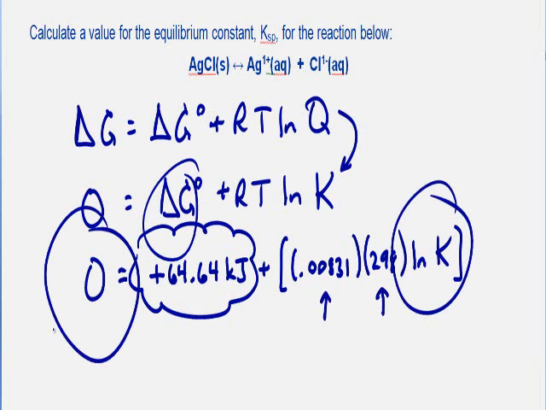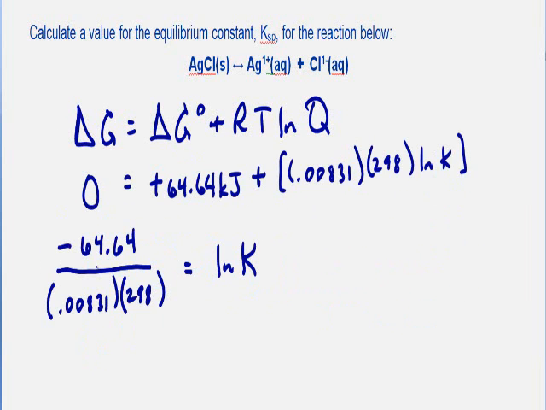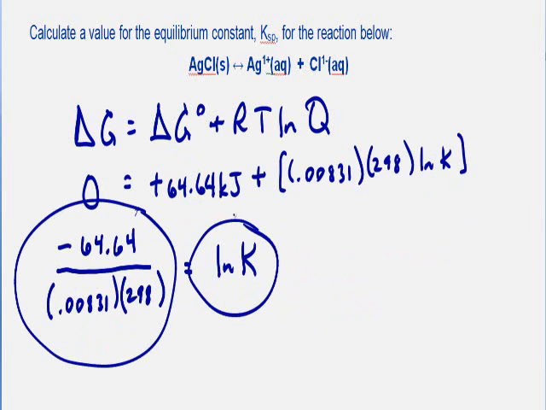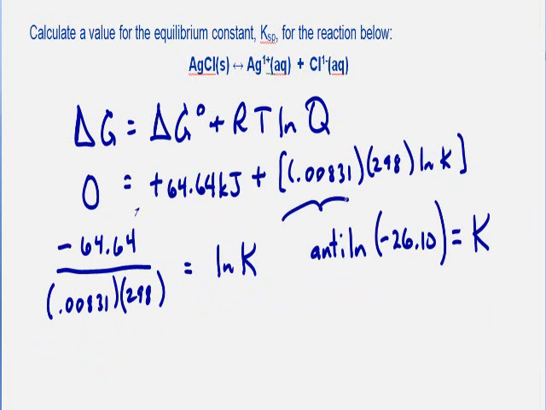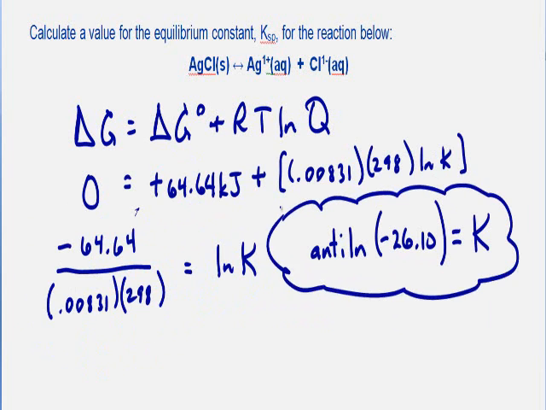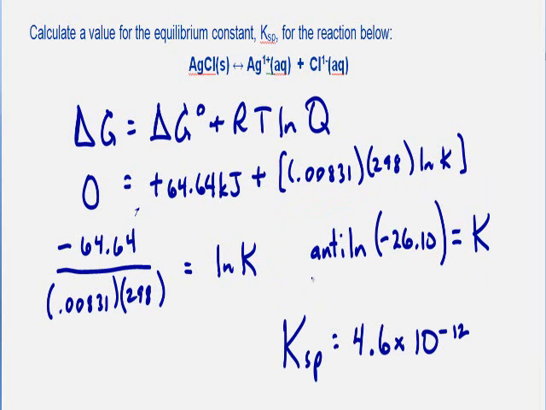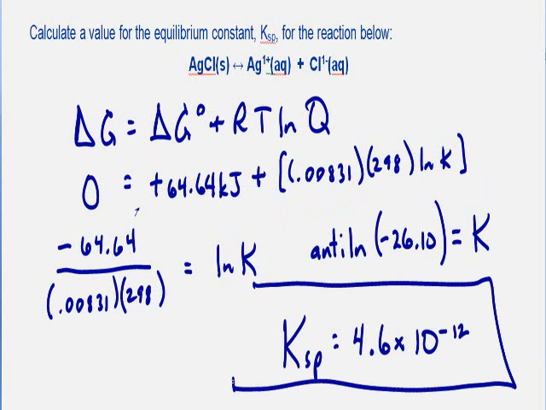Delta G for non-standard conditions is 0 because this will be equal to 0 when the system is at equilibrium. When we're at equilibrium, we'll be able to solve for the equilibrium constant K. Rearranging, we get negative 64.64 divided by 0.00831 times 298 is equal to our natural log of our equilibrium constant K. To solve for K, we take the anti-natural log of negative 26.10, and that'll give us our equilibrium constant. Solving for K, our KSP, we get 4.6 times 10 to the negative 12th.